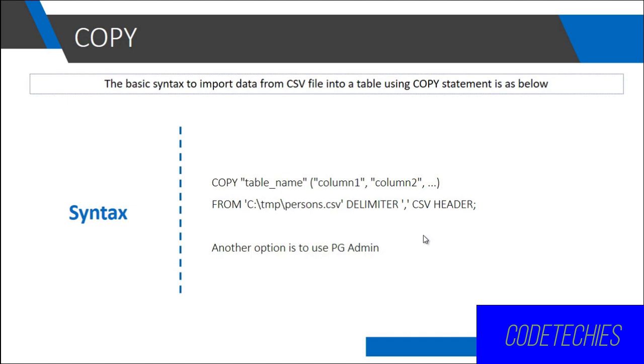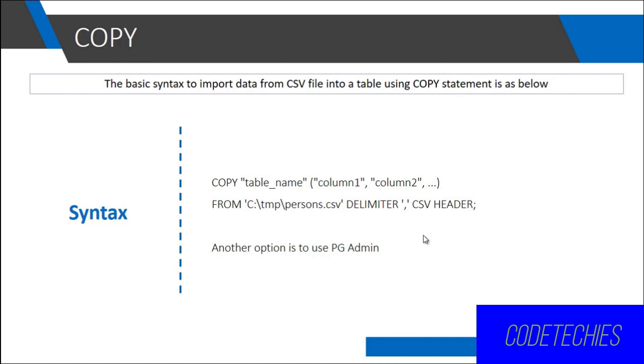The syntax of copy command is copy, then the table name, and then you mention the columns in which the data is to be imported. Then you give the location of the file. You specify the delimiter. The delimiter is the symbol which is segregating different columns of your data. Then comes the type of file. If it is CSV, we'll write CSV.